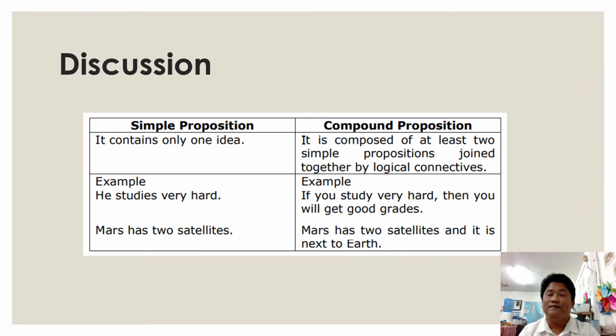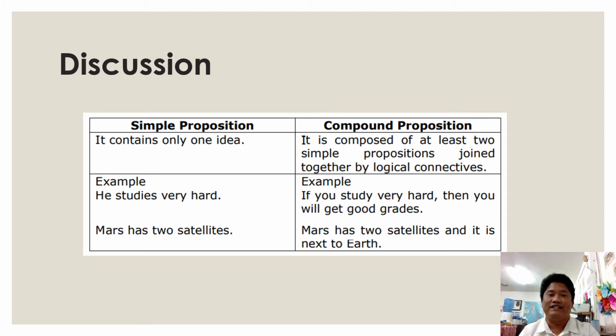Here, the simple proposition and compound proposition. When we say simple proposition, it contains only one idea, while compound proposition, it is composed of at least 2 simple propositions joined together by logical connectives. It could be joined with the use of the conjunction and, disjunction or by the conditional if then.